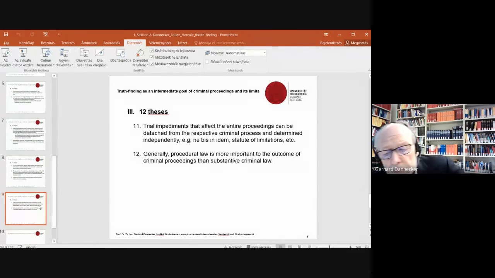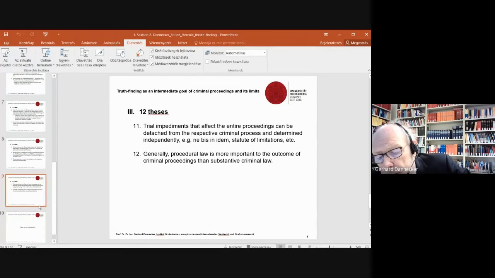11th, trial impediments that affect the entire proceedings can be detached from the respective criminal process and determined independently. It is ne bis in idem, statute of limitations, etc.